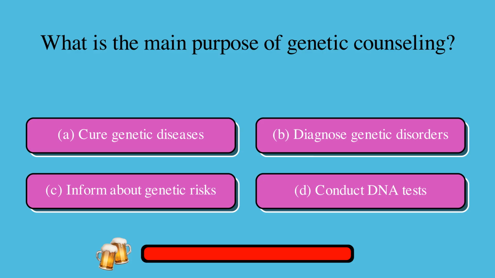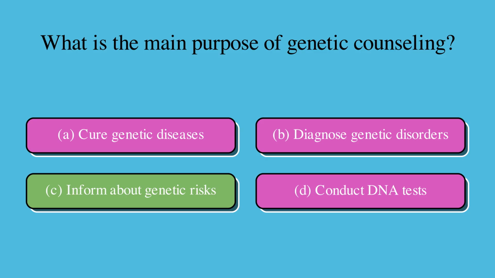What is the main purpose of genetic counseling? A. Cure genetic diseases, or B. Diagnose genetic disorders, or C. Inform about genetic risks, or D. Conduct DNA tests? The correct answer is C. Inform about genetic risks.